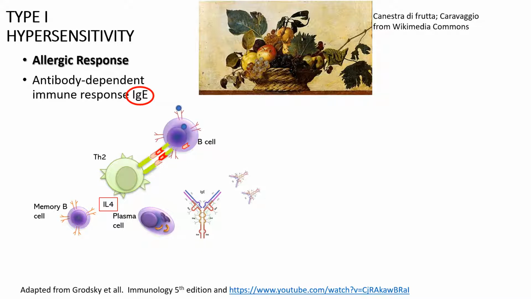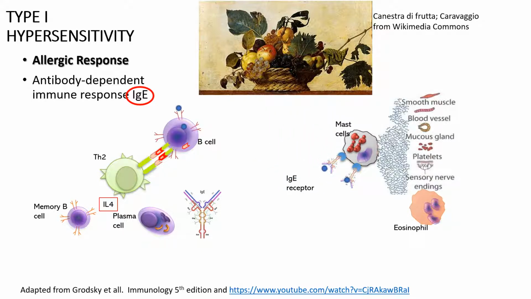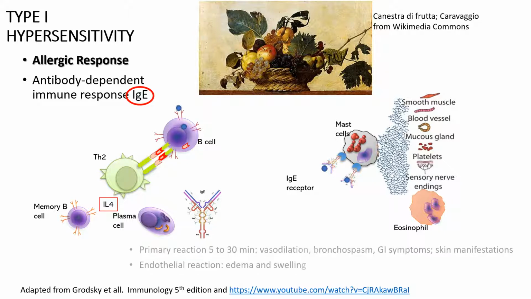Why IgE? IgE is recognized by the mast cells that carry the IgE receptor. And when this IgE is bound to the allergen or the drug that's immunogenic, the mast cell will have an effect on smooth muscles, blood vessels, mucous glands, platelets, sensory nerve endings, and eosinophils. This produces a typical allergic reaction with sneezing, itching, pain, edema, swelling, and it can be really fast. The reaction could be 5 to 30 minutes.